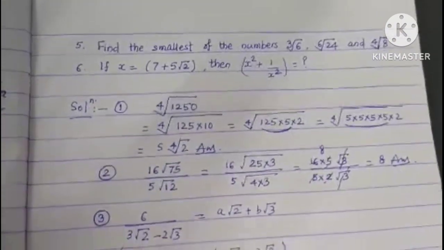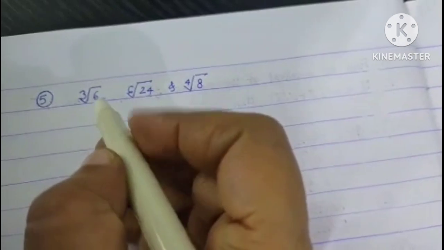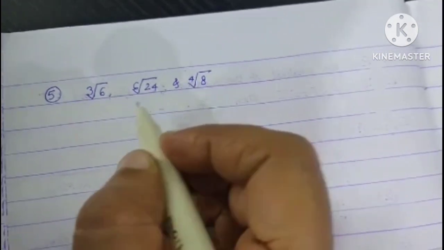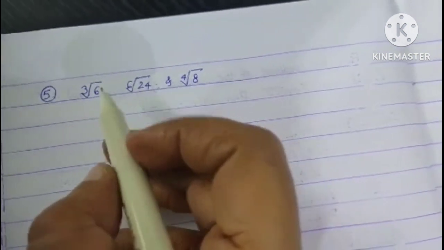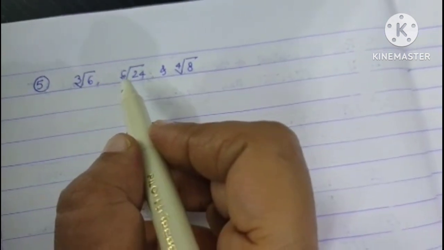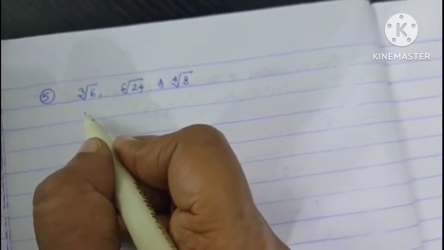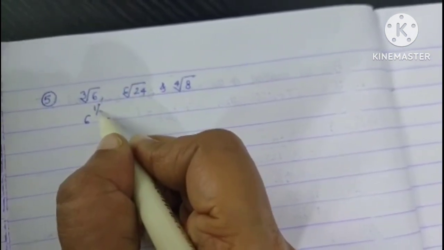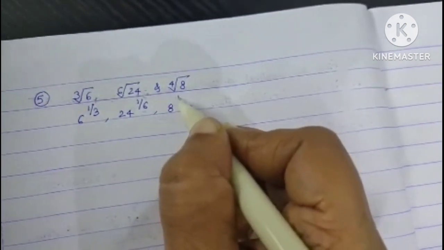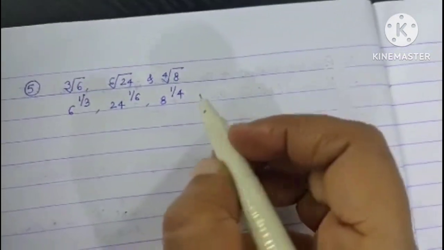Now 2 questions are pending. Okay, let's solve 2 more questions. 5th question was like this. Okay, so we have to find out the smallest of these 3 numbers. We cannot tell it directly because the surds are different. Here it is cubic root of 6, here it is 6th root of 24, here it is 4th root of 8. If you write this in the form of exponents, then it will become this: 24 power 1 by 6 and 8 to the power 1 by 4. So you cannot tell directly which number will be smaller.